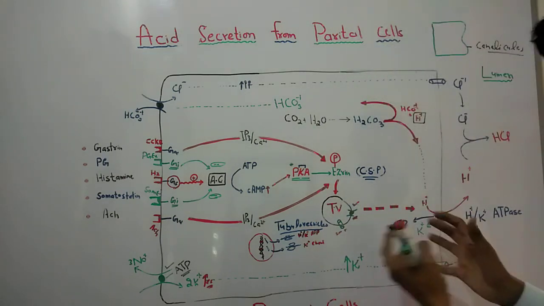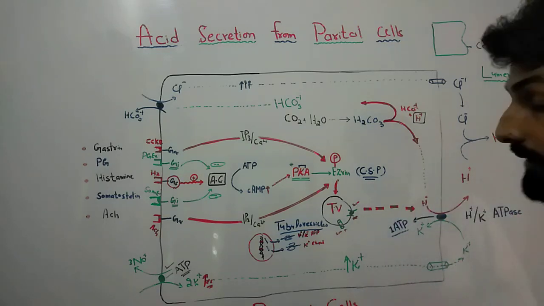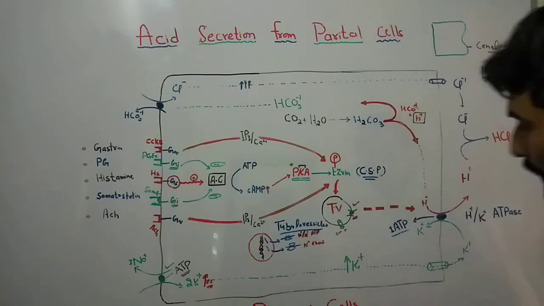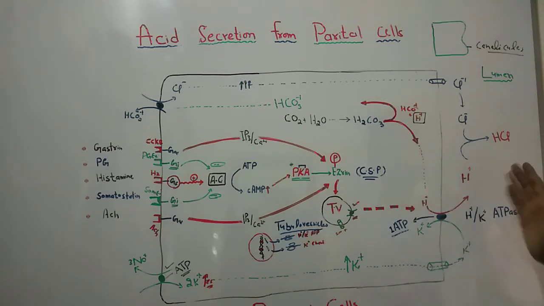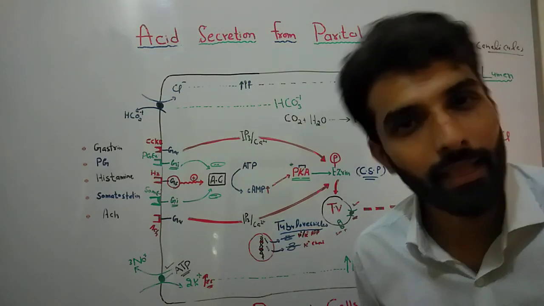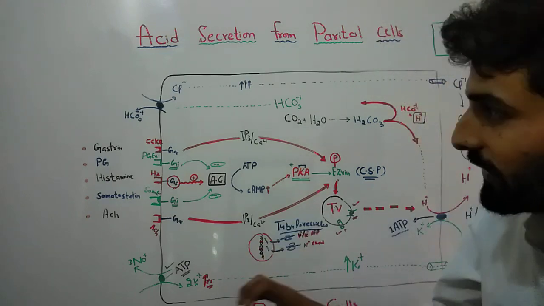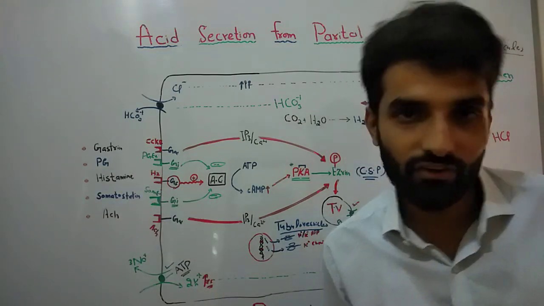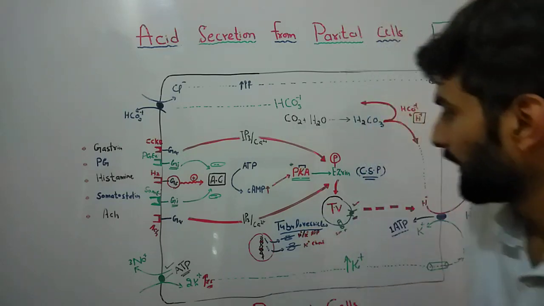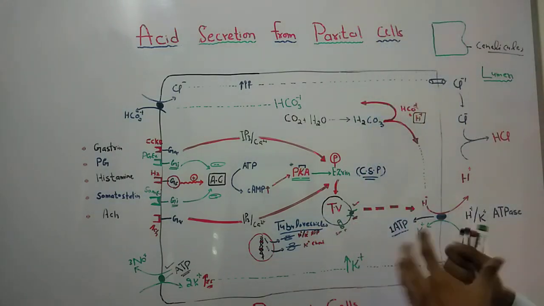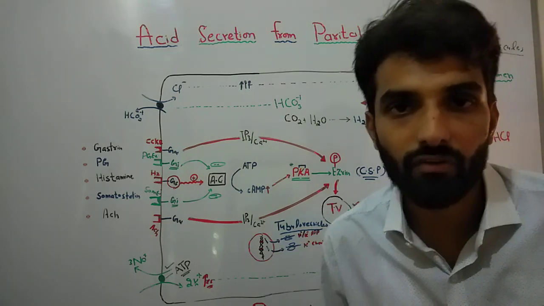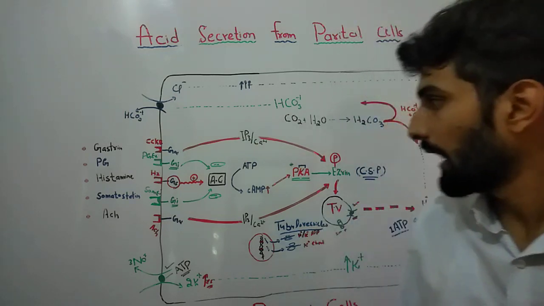If the transportation of tubulovesicles decreases, what will happen? The movement of hydrogen ion and potassium will decrease. So less hydrogen ion will go into the lumen, so it means acid secretion will decrease. So this is the reason prostaglandin and somatostatin decrease the acid secretion. Okay. So it was all about the cellular mechanism related to the synthesis, release and regulation of acid secretion from the parietal cell.